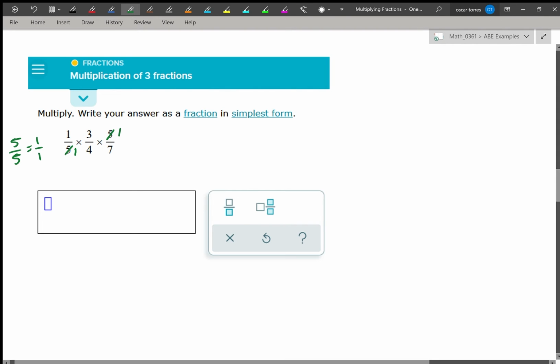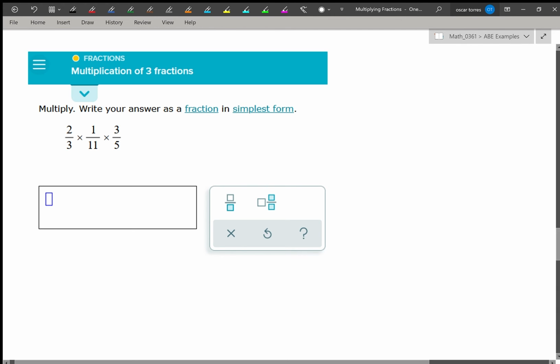So at this point, we're done with the simplifications. Now we just need to multiply the numbers together. So we're going to multiply all the numerators together and all of the denominators together. In the numerator, 1 times 3 times another 1 is 3. For our denominators, we have 1 times 4 times 7, which gives us 28. Because we had already simplified these numbers, we know that this fraction cannot be simplified any further, and we're done with the problem.